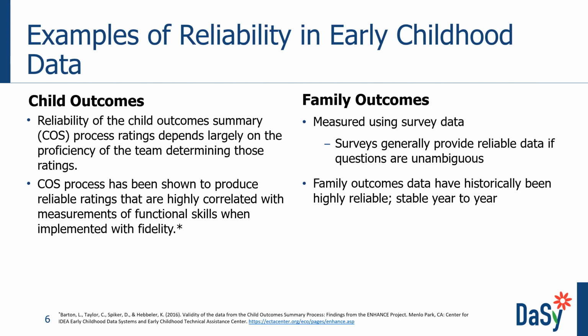Here are some examples of issues with reliability in the context of early intervention and early childhood special education data. When it comes to child outcomes measurement, different approaches to measuring child outcomes may influence how reliability will factor into the data. For example, the child outcome summary process is an approach that relies on the proficiency of the team determining a child's rating. This may introduce some variability, but the process has been shown to produce ratings that are reliable and highly correlated with measurements of functional skills when implemented with fidelity.